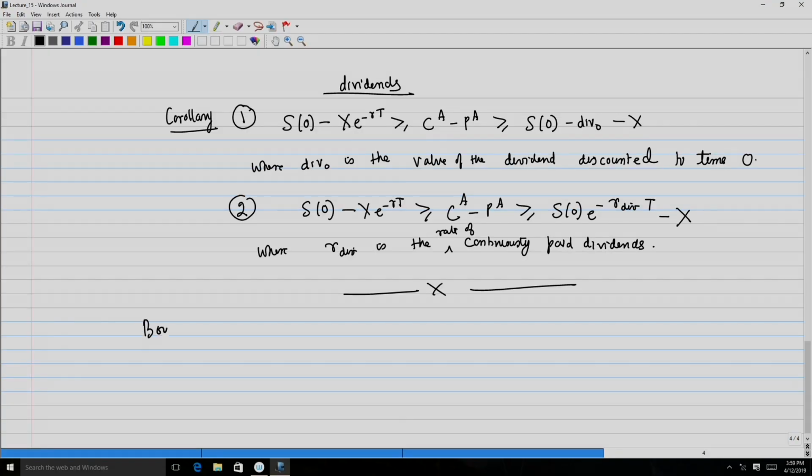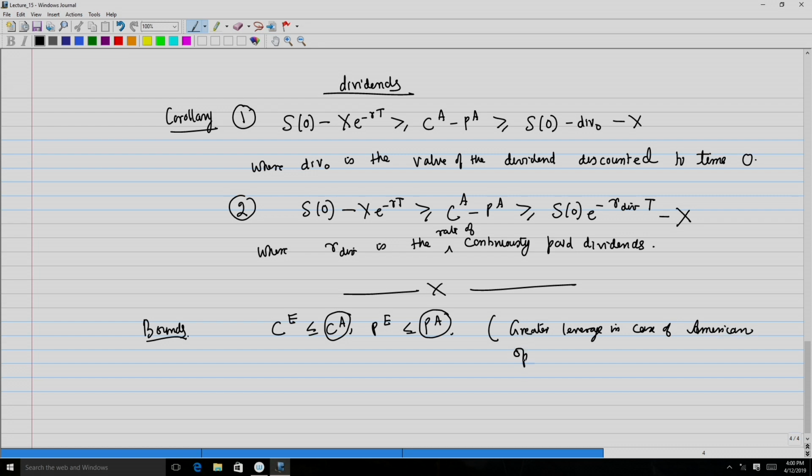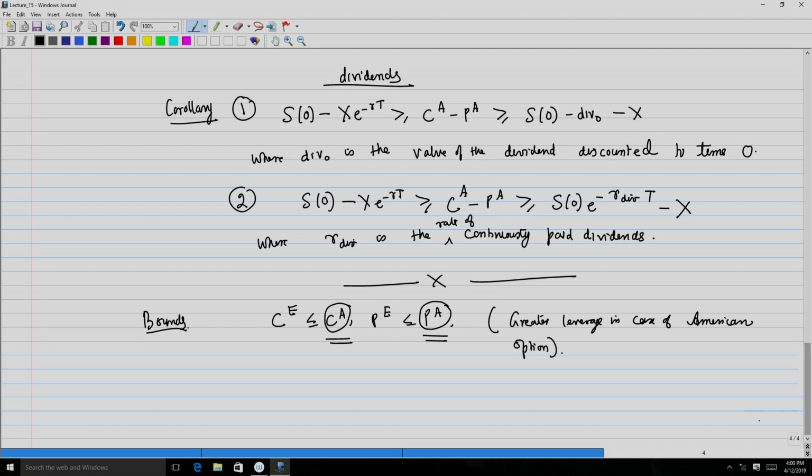So, then here we will have the bounds. The obvious inequalities are C E less than or equal to C A and P E less than or equal to P A. And obviously, you can state this because the price of the American option, both in case of a call and a put option, is going to be greater than or equal to its corresponding European counterpart, and the simple reason is that as a buyer of an American option you have a greater leverage. So, obviously, you have to pay a larger premium.